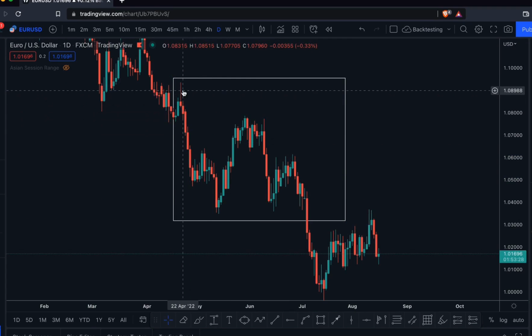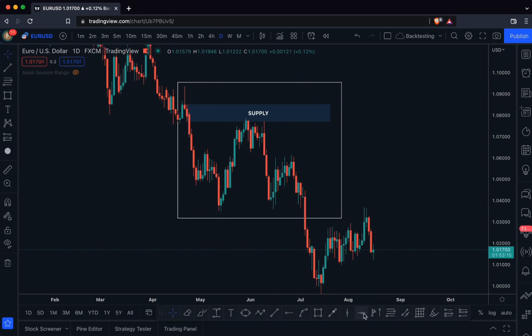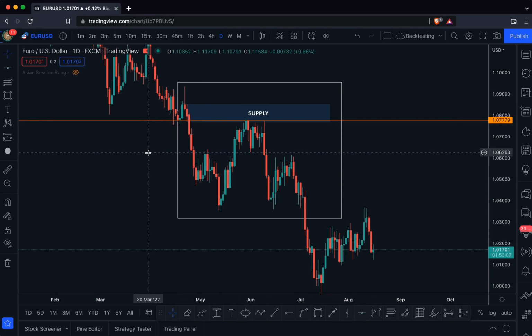So if we have a look over here, we can see we clearly have a supply area. So let me just highlight that very quickly. Now in this area we also have a resistance, right? Because here we have a support, and now we know that this is likely to turn into some sort of resistance. And now we can see we have a supply zone and we have some resistance.